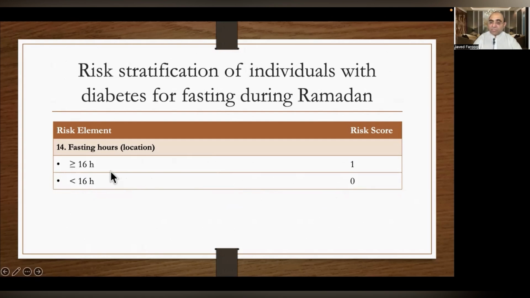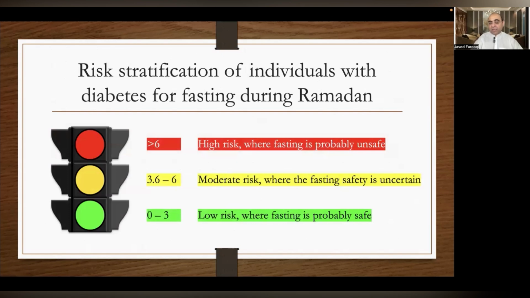When it is more than 16 hours, 1 score. So when you go through this checklist and then allocate the marks to that particular patient, depending upon the score, and this is the signal lights, when the score is more than 6, he or she is put in the high risk group where fasting is probably unsafe.